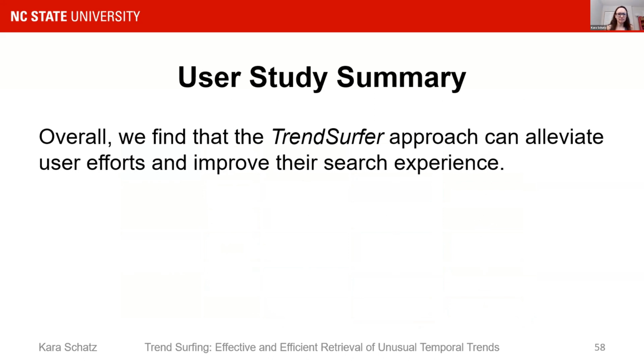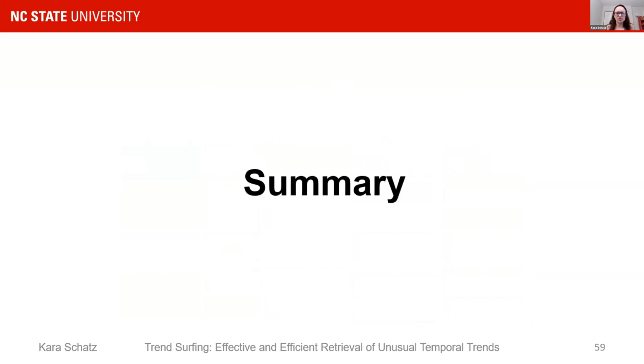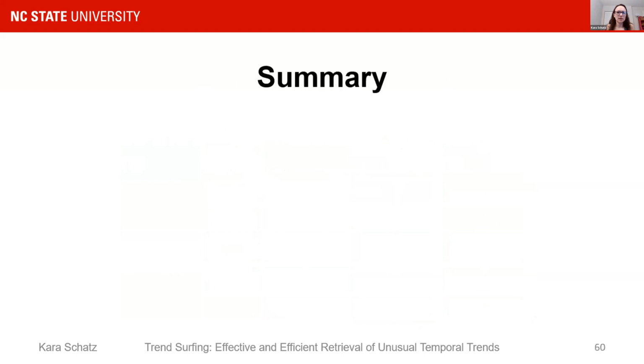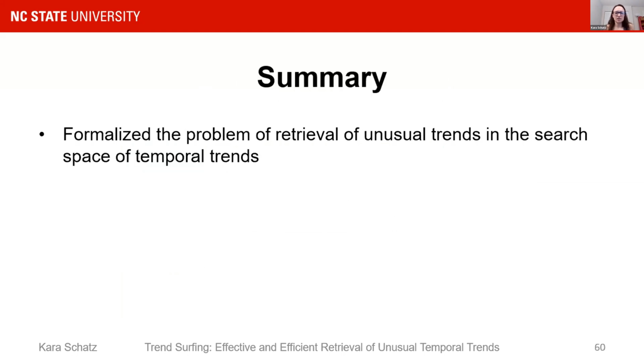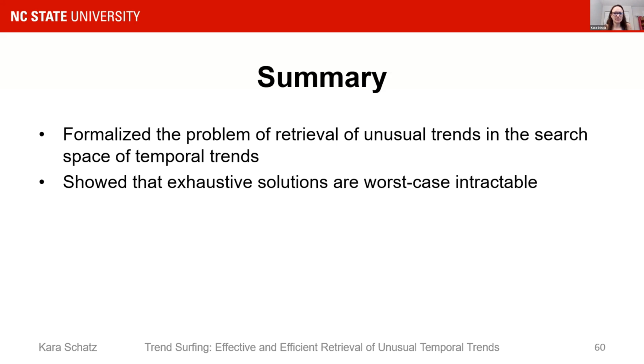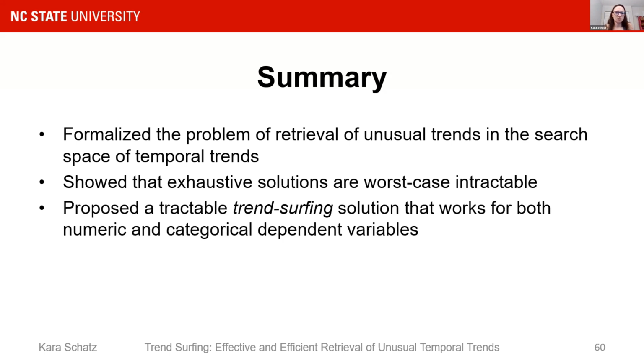So finally, I'll summarize all the key takeaways from our work. We first formalized the search space of temporal trends along with the problem of retrieval of unusual trends from the search space. We showed that the exhaustive solutions are worst case intractable and therefore may not be useful in many cases. So to address this, we've proposed a tractable trend surfing solution that works for both numeric and categorical dependent variables.